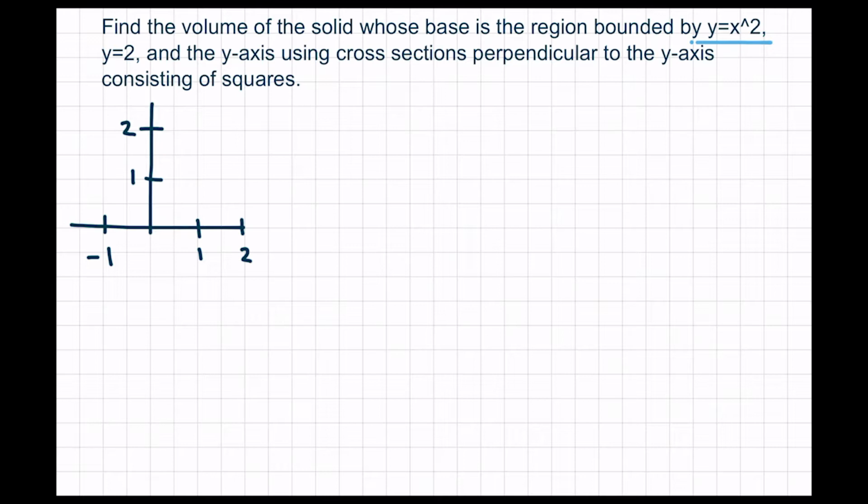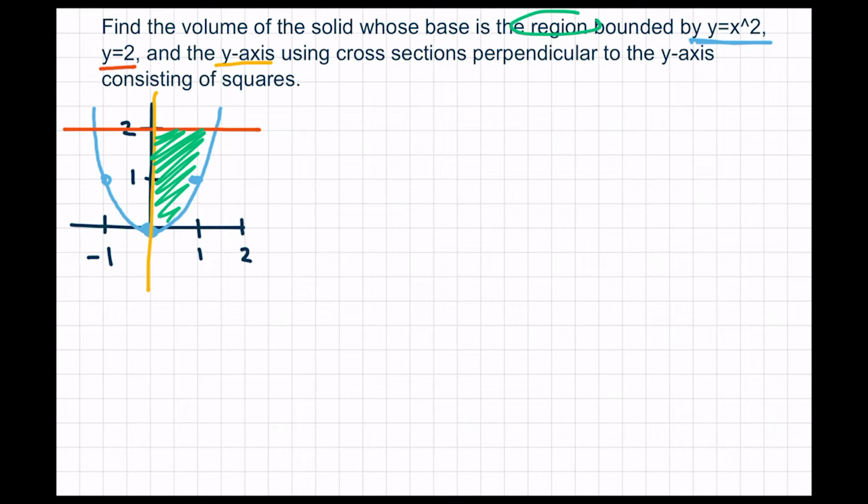Find the volume of the solid whose base is the region bounded by y equals x squared, y equals 2, and the y-axis using cross-sections perpendicular to the y-axis. So first, I'm going to start off by graphing y equals x squared. Then I will graph y equals 2. And then as you can see here, it is the region bounded also by the y-axis. The base is the region of the shaded green section.